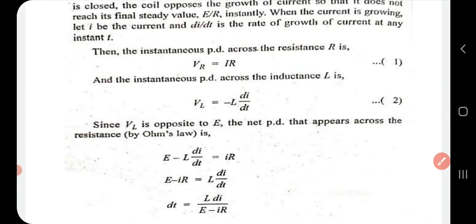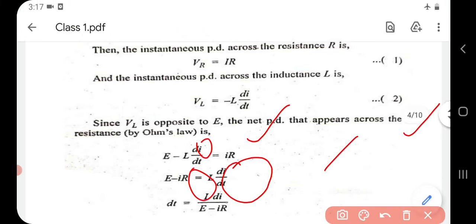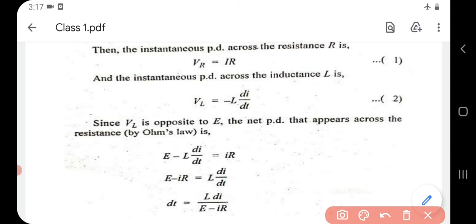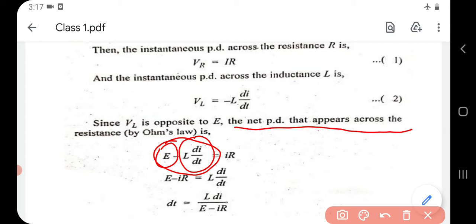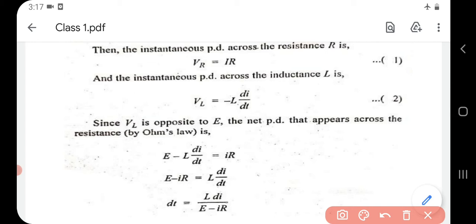Now the potential across the inductance, VL, will oppose the EMF of the battery, capital E. Then the net potential difference across the resistance will be given by this equation, that is E minus L di by dt. Why does this come? Because this is the potential across the inductance, and it opposes the EMF of the battery E. So we have to write it like this. The difference E minus L di by dt will be the net potential difference across the resistance. So that expression E minus L di by dt will be equal to IR, the potential across the resistance R.